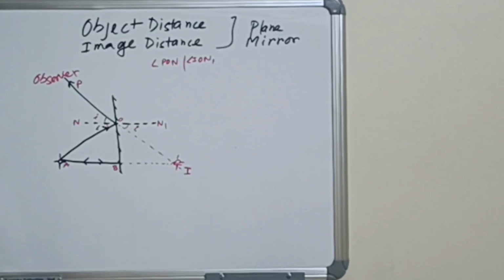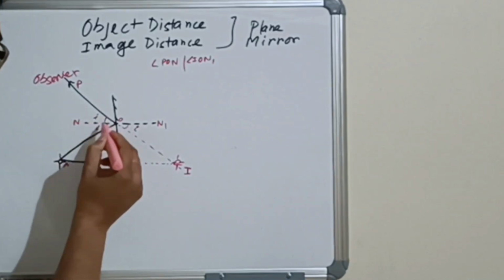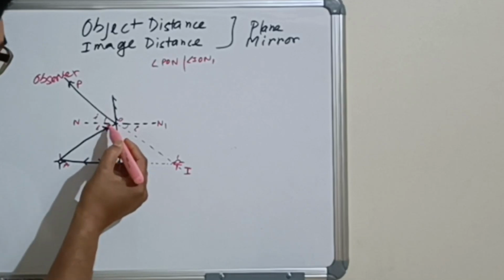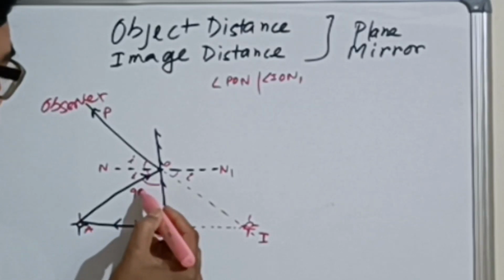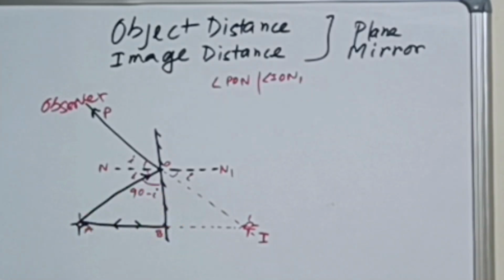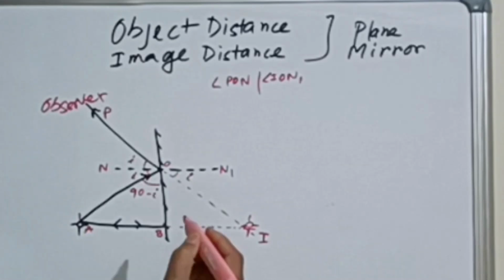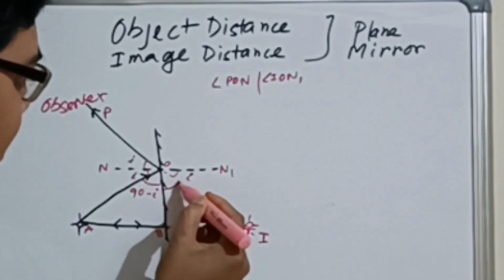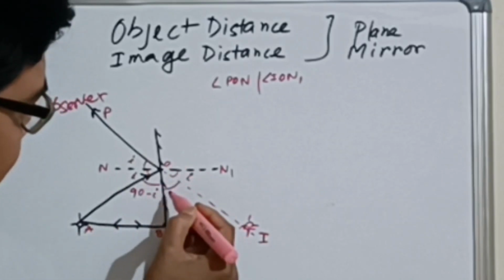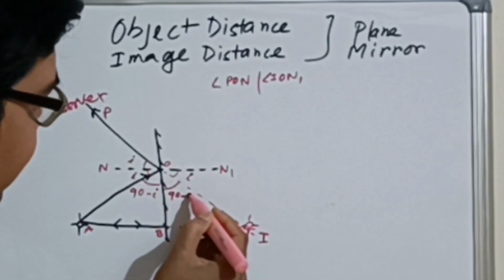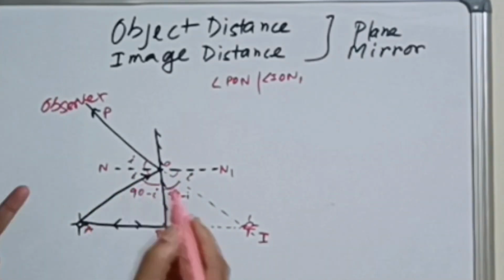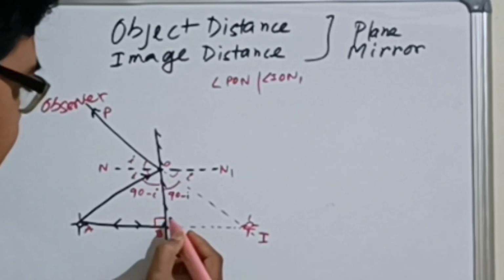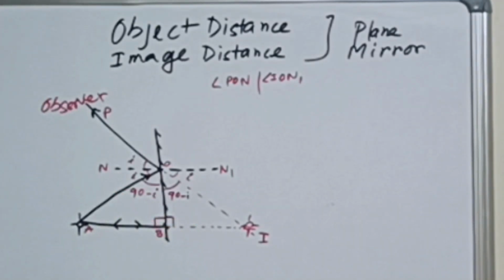Clear? Now, this is normal drawn on the mirror surface, so this angle is 90 degree. Therefore, this angle should be 90 minus I. Clear? Glancing angle. Similarly, for this triangle, this should be 90 minus I. Clear? Because this is I and this is 90 degree, so 90 minus I. And obviously it is 90 degree and this is also 90 degree, right? Is it interesting, right?